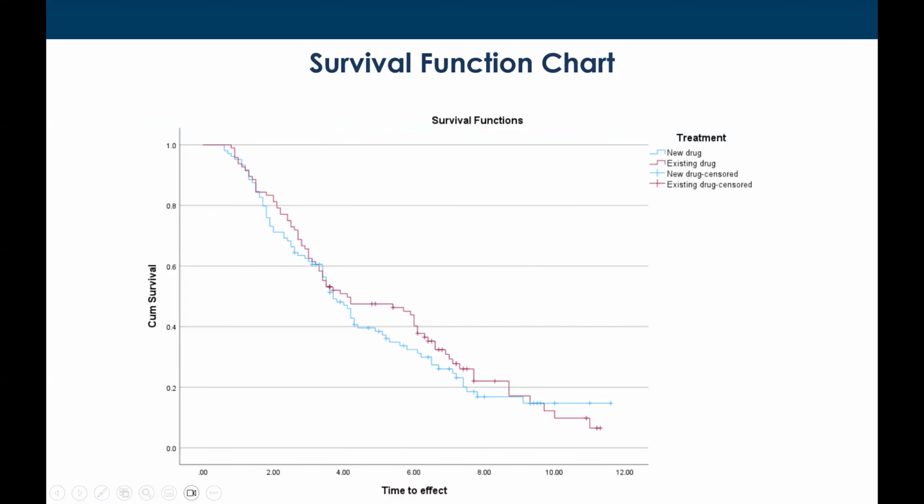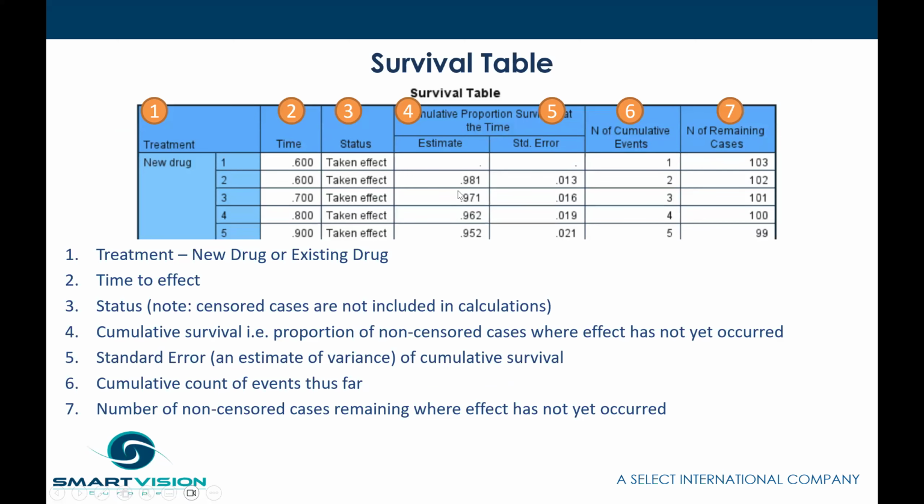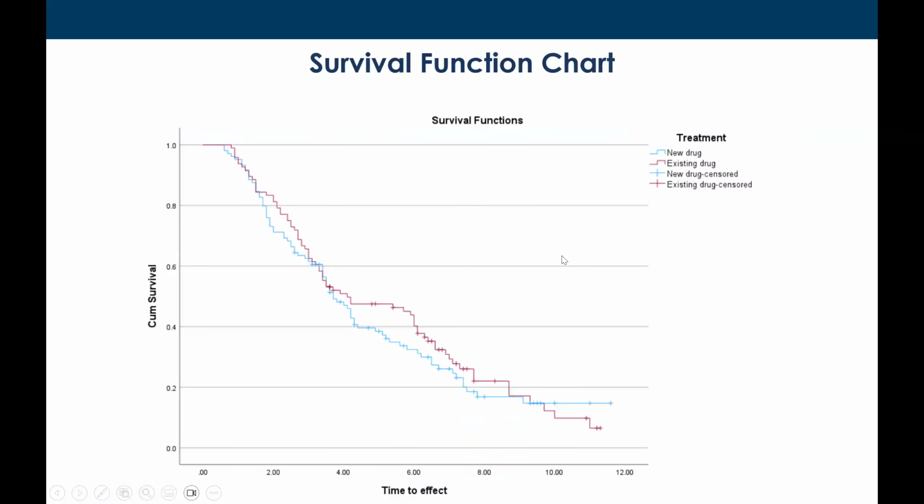And when we look at the associated charts, the charts are simply charting what we saw in this table here. It's just taking these proportions and charting them for us. So the survival table is saying, at 6 hours in, this is the proportion using the new drug where the treatment effect hasn't occurred yet, whereas using the existing drug, it's a wee bit higher. So if you're looking at the chart here, it does look like the new drug has an effect slightly earlier than the existing drug, but it's not statistically significant.